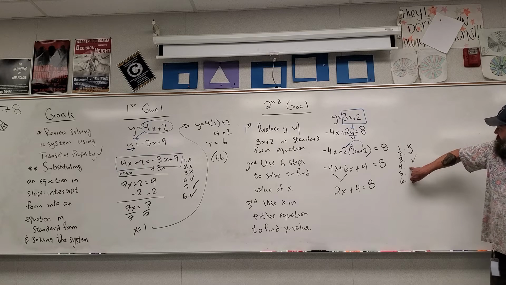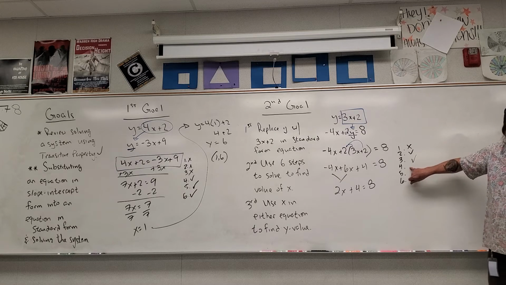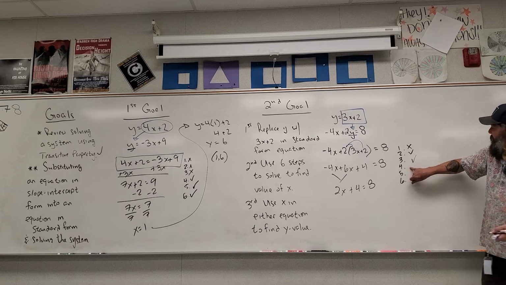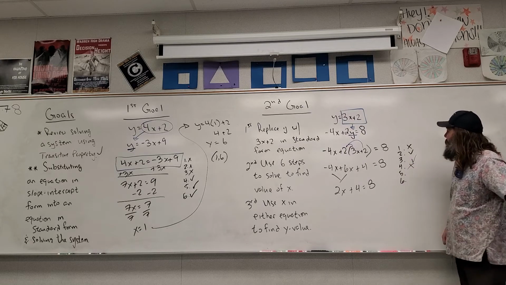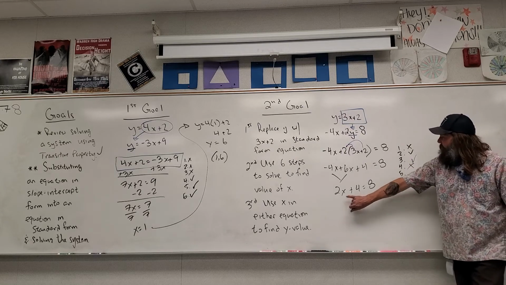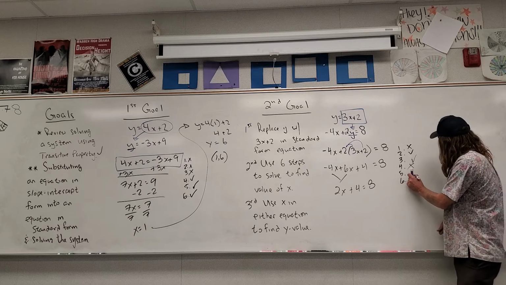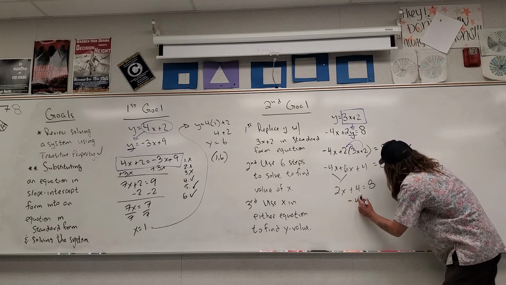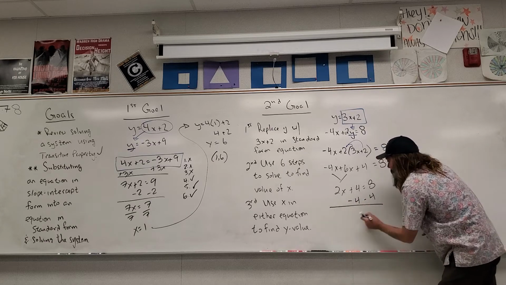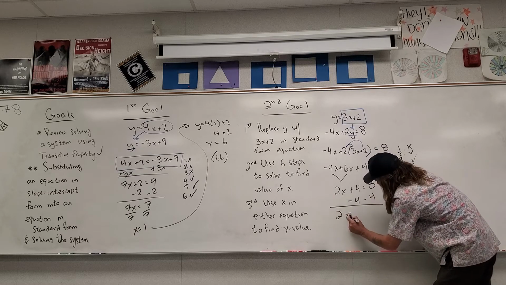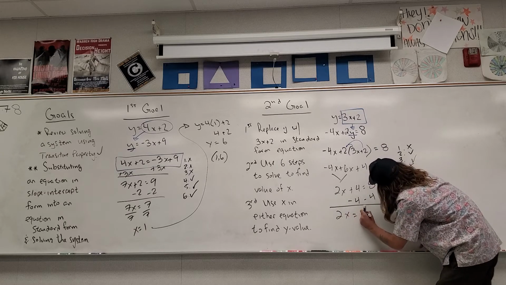Do I need to add or subtract, or do I need to get all variables to one side of the equal sign? No, I do not. But I can add or subtract a number away from the variable side of the equation, so I'm going to subtract 4 from both sides of this equation. And now I'm left with 2x is equal to 4.